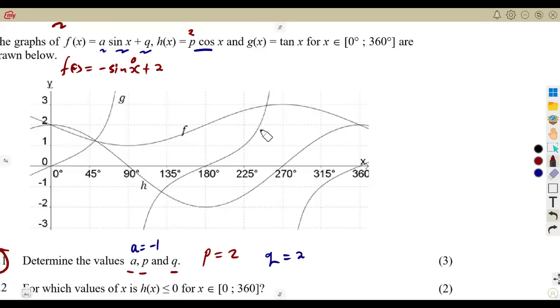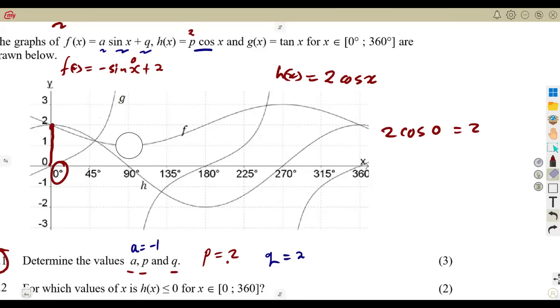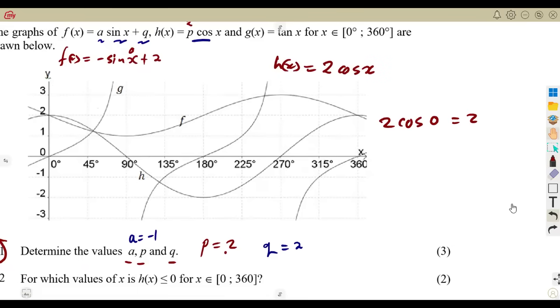All right. The same thing on our h of x. We said our h of x is equal to, with p as 2, 2 cos of x. If you substitute any value, let's say at 0 there, you substitute 2 cos of 0, you're supposed to get a 2, which is exactly the value that we have there. If we substitute 45, we are supposed to get the corresponding value. That is how our graph is supposed to be. All right. So those are our values, guys.